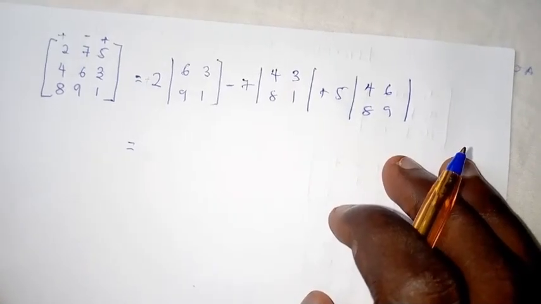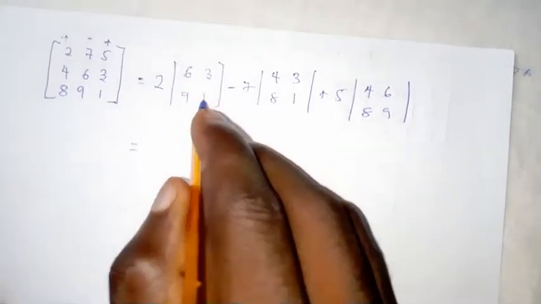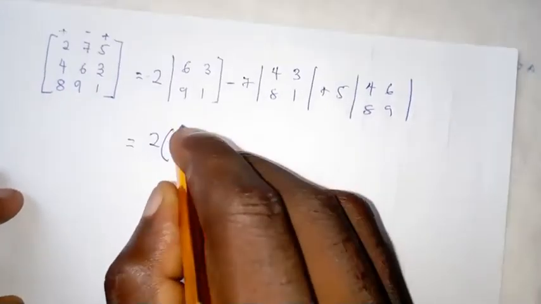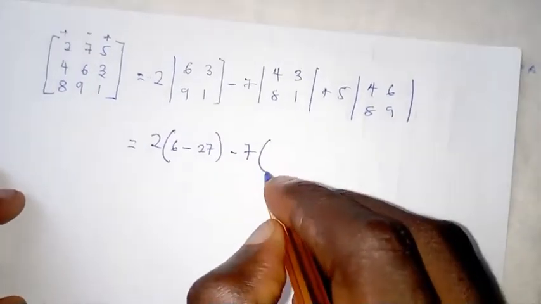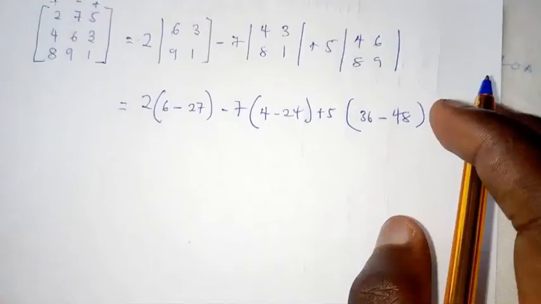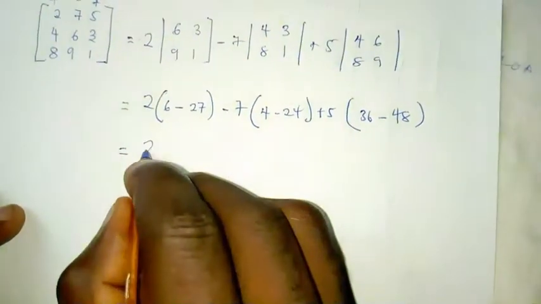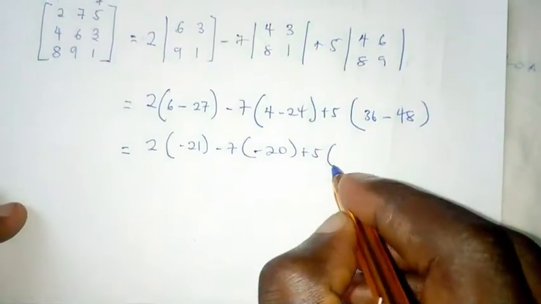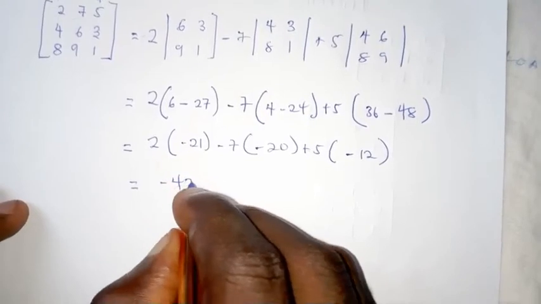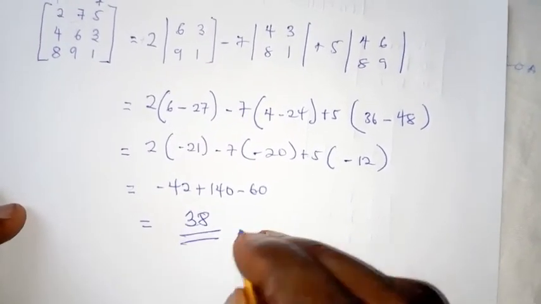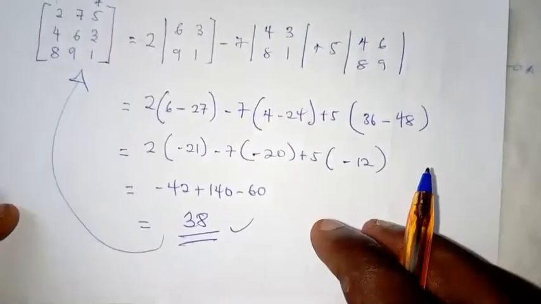We already know how to expand a determinant of the second order, or 2 by 2 matrix. So that becomes 2 multiplying 6 by 1, that is 6, minus 9 by 3, 27, minus 7 multiplying 4 by 1, 4, minus 8 by 3, 24, plus 5 multiplying 4 by 9, 36, minus 8 by 6, 48. So we get 2 multiplying minus 21, minus 7 multiplying minus 20, plus 5 multiplying minus 12. So we get minus 42 plus 140 minus 60. Our answer becomes 38. This is the determinant of this 3 by 3 matrix.